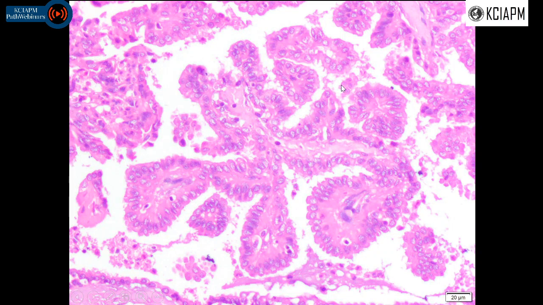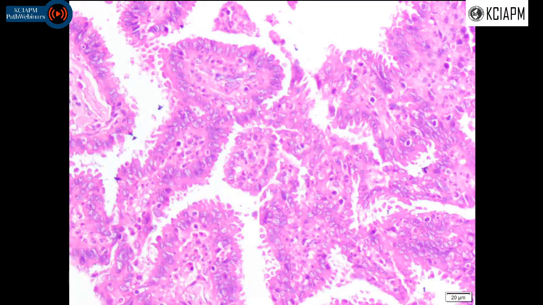In the next slide we see them much better, and we see that there is some hobnailing at some places, but otherwise it's a classic slide of a papillary carcinoma of the thyroid. This is another field to show the same. The core shows a few lymphocytes and some blood vessels.